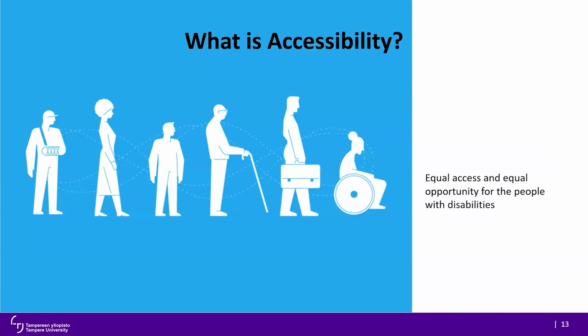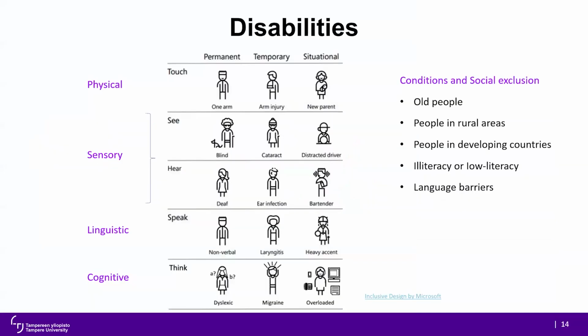Let's take a deeper look at what accessibility actually is. Basically, it's equal access and equal opportunity for people with disabilities. We can see some of the groups here. We can divide disabilities by different categories like physical, sensory, linguistic, or cognitive.